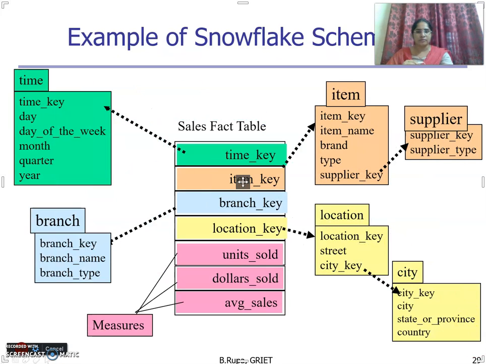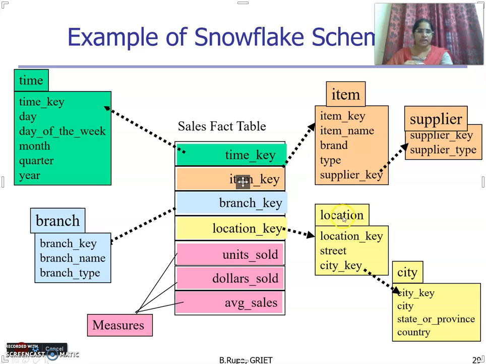Let us go for the example. The same thing: we have a fact table, the sales fact table. It contains all the keys of the dimension tables and measures such as units sold, dollars sold, and average sales. Here we have an item dimension table, which is normalized into item key, item name, brand, and type, and then some supplier data is divided into another table with supplier key and supplier type. This key is available in the item dimension table. The main dimension table key is available in the fact table.